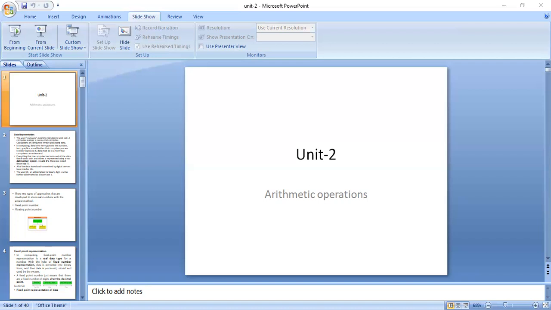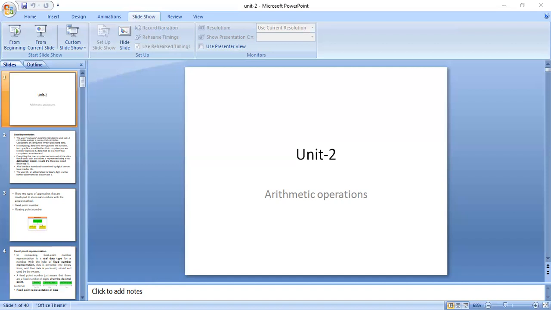So this process will continue 32 times. After completing the 32 repetitions, the process will be over. That is, the process will be stopped.